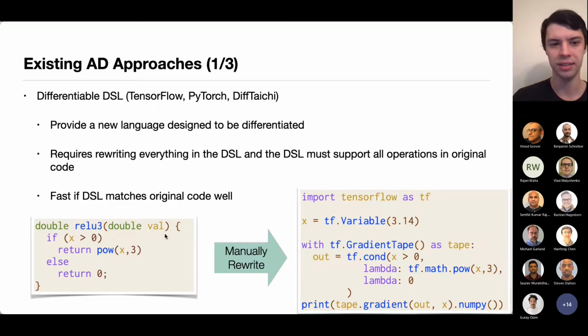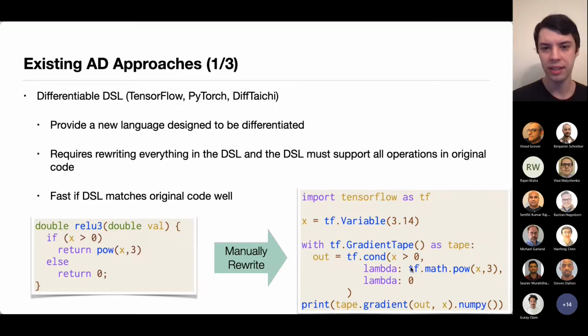So for example, we take this ReLU3 example we had before, and we rewrite it in TensorFlow. Looks a little bit nasty, but it's still equivalent. We have the equivalent of the lazy evaluation of the if and the else pieces here with the lambda, the TensorFlow math.pow and so on.